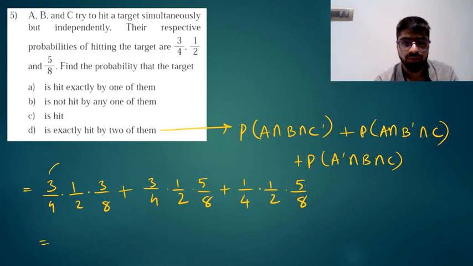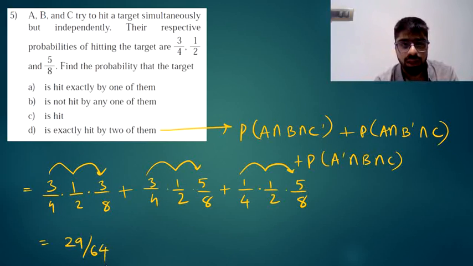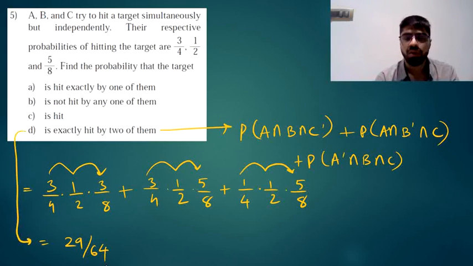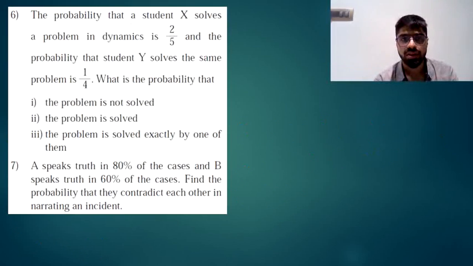So let's multiply all of them. This will be 9, this will be 15, 9 and 15 make it 24, 24 and 5 make it 29. So we have 29 upon 64 as the answer for the D part. Okay, that's how easily you can answer all these questions. With that, we go ahead with our sixth question.